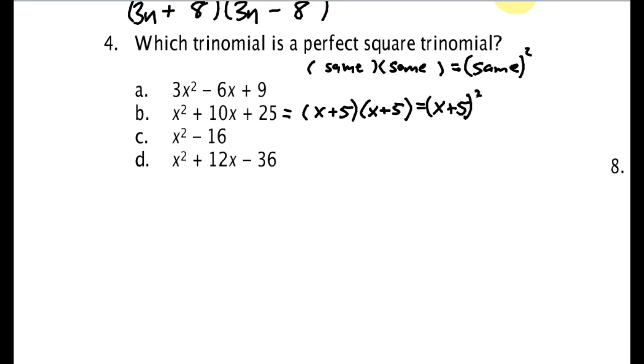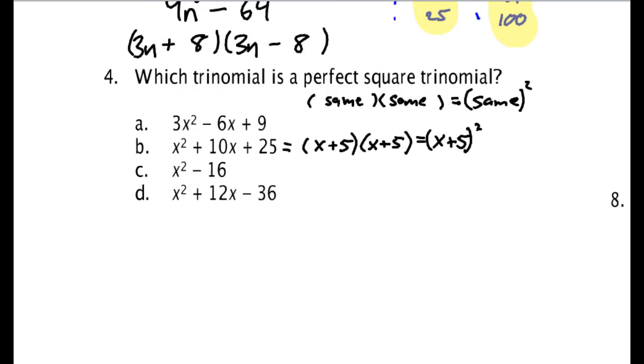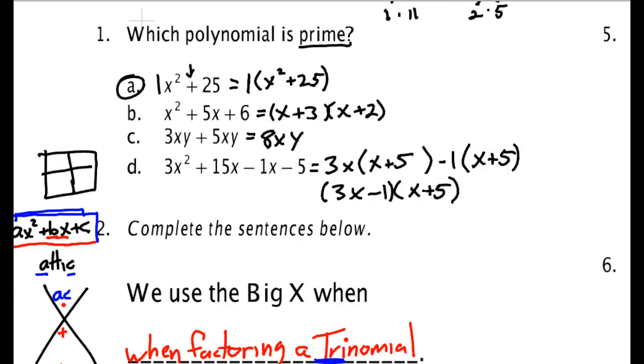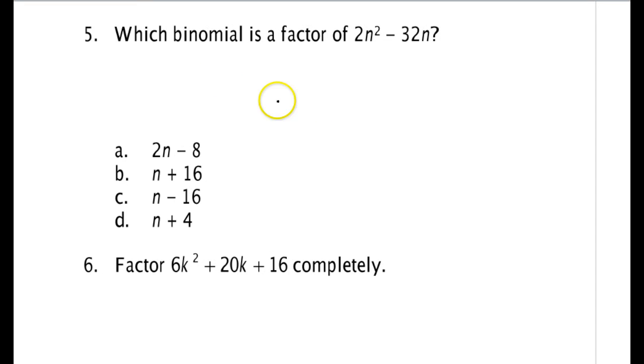Alright, let's go over to column 2, number 5. Which binomial is a factor? Okay, so we need to find, always start with GCFs. If you're ever lost and not sure what this means, you know step 1 is always look for the GCF.